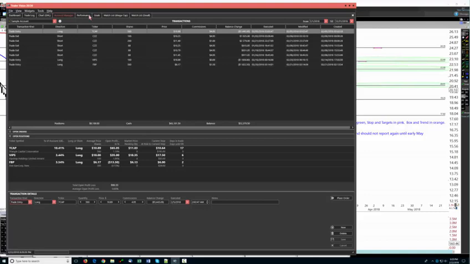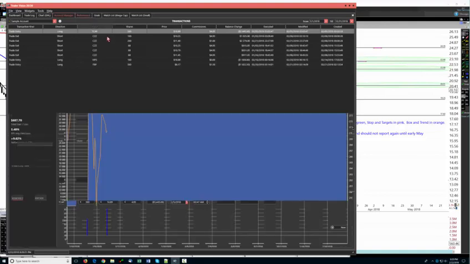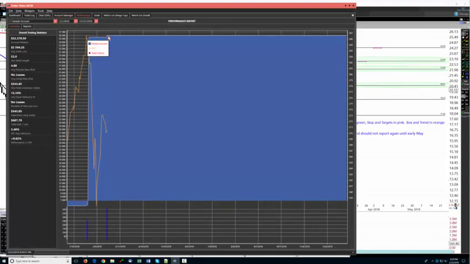Performance, I can't really do much in terms of performance here. I've only had 2 trades, but essentially the blue area here is showing you what your account has done. The gold line is, in this case, the SPY, which is what I've chosen to measure this account against. And down here you can see the individual trades.